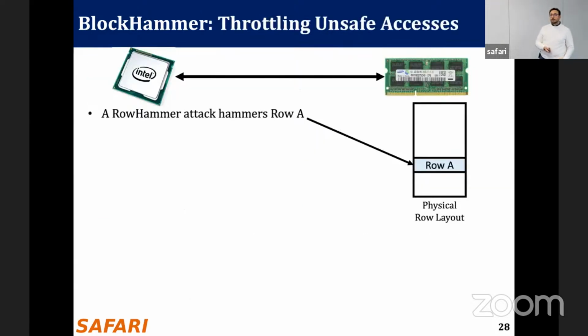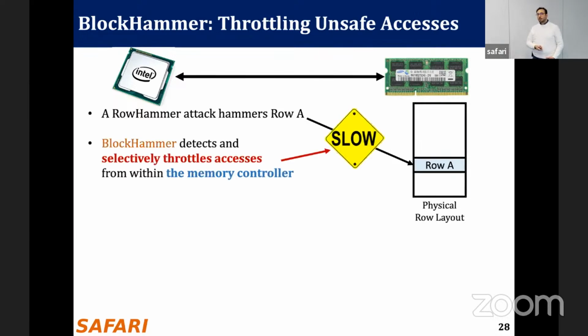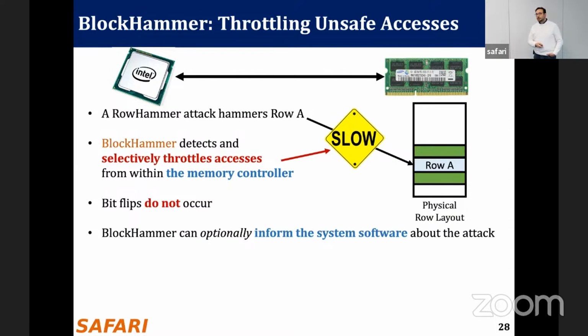Okay, so this is what we do in a nutshell. BlockHammer is the name of our mechanism, and our method is throttling unsafe accesses. A RowHammer attack hammers row A again, but instead of refreshing, we selectively slow down the accesses that target this particular row. As a result, bit flips do not occur, and we are safe. We prevent bit flips.